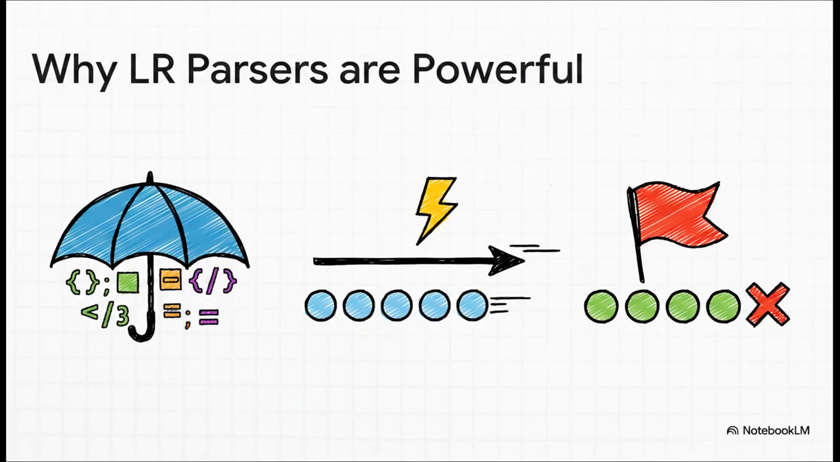And these LR parsers are everywhere for a few key reasons. First, they can understand a huge range of grammars, covering pretty much any construct you'd find in a modern programming language. Second, they're incredibly fast and efficient. They only need to read through the code once. And finally, they're great at finding mistakes. They can flag a syntax error the very instant things go wrong.